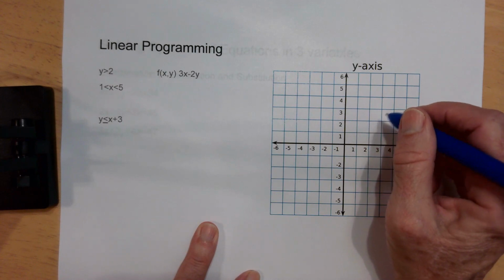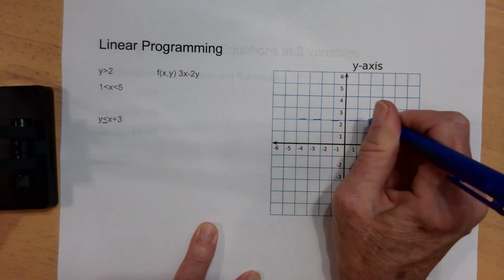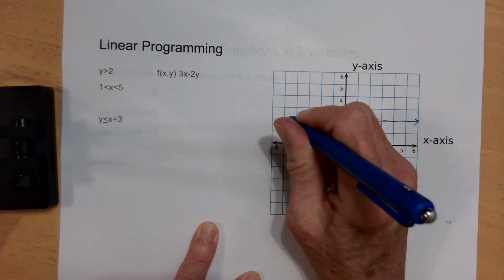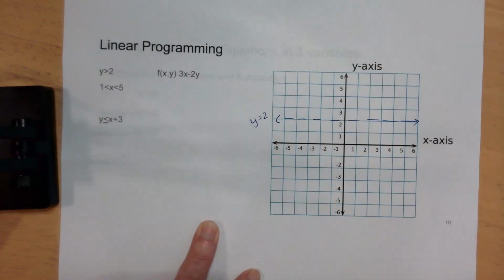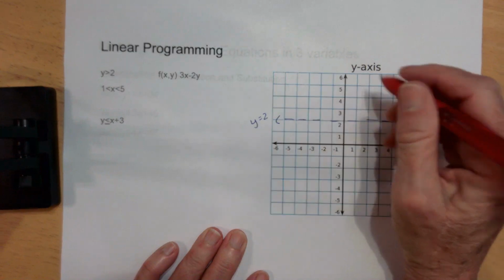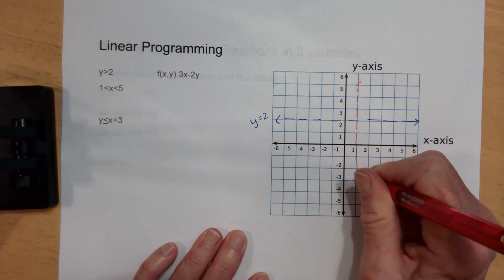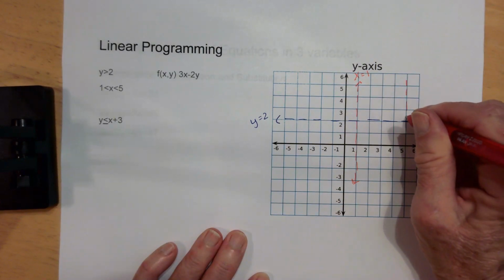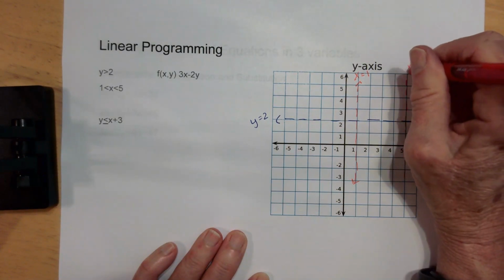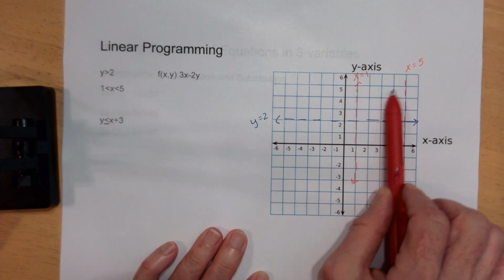We say y, which is a horizontal line, is greater than 2. So this is a dotted line through 2. And I'm going to shade above this line. And then I have an x that is greater than 1 and less than 5. So those are 2 lines right here, 2 vertical lines. This is x is 1, and this would be x is 5. And so it's greater, so right now I'm in this area right here, okay?